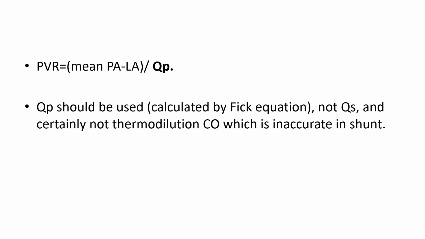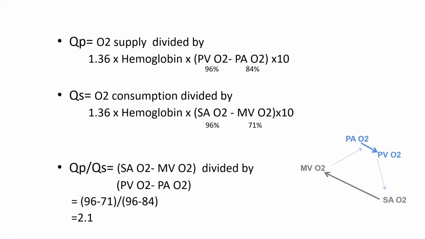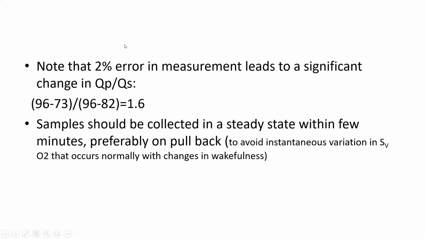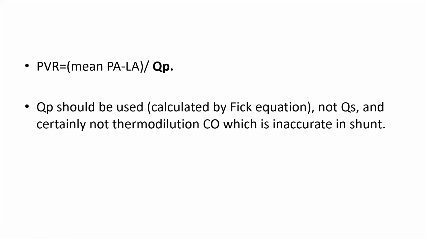Remember here, we have two cardiac outputs in shunts. Know which cardiac output to use. For the systemic vascular resistance, we use QS. For PVR, we use QP. So you should calculate the absolute QP here. It's not enough to do QP/QS. You should calculate the absolute value. You can use the assumption, the equation that assumes what the O2 consumption is. But you have to calculate that to calculate PVR.